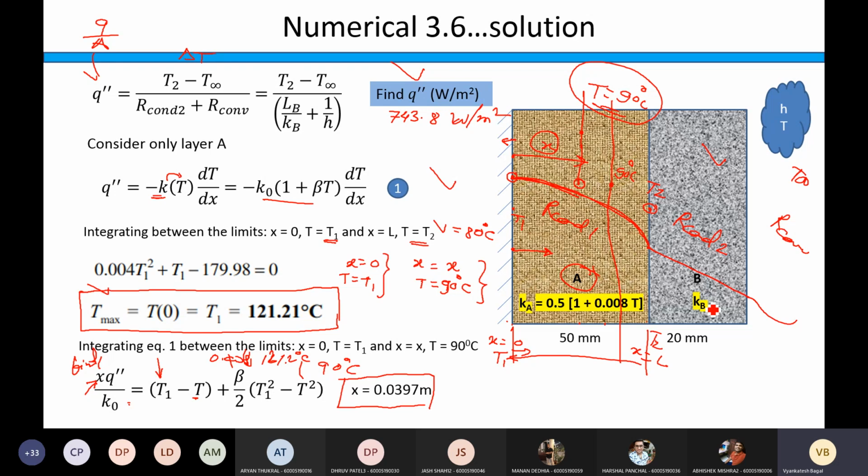Now you understood why we started from slab B only, or the right hand side of this problem, because the data is given there. And that is the only way by which you can find out the heat flux first. And once you know the heat flux, then you can do the rest of the things, similar to our composite slab, composite cylinder, and composite sphere.